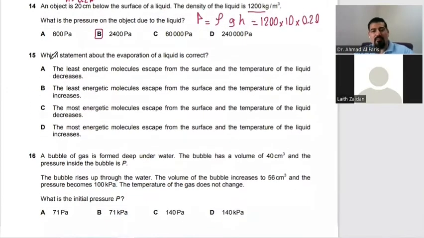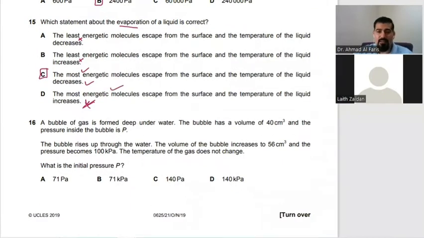Question 15 here. Which statement about the evaporation of the liquid is correct? Evaporation. The least energetic molecules escape? No. Okay, the most energetic molecules escape from the surface and the temperature of the liquid decreases? Yes. So the answer will be what? C. Yes, thank you, Saif and Muhammad and Hazan. The answer is C. Okay? It's obvious, it's clear.